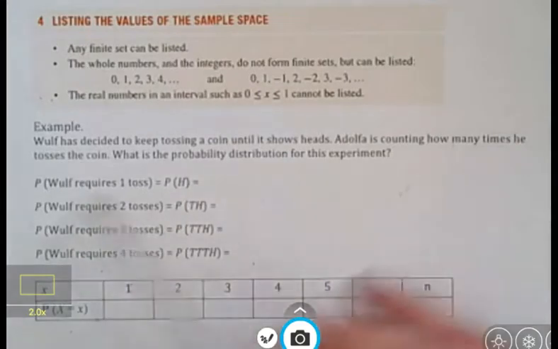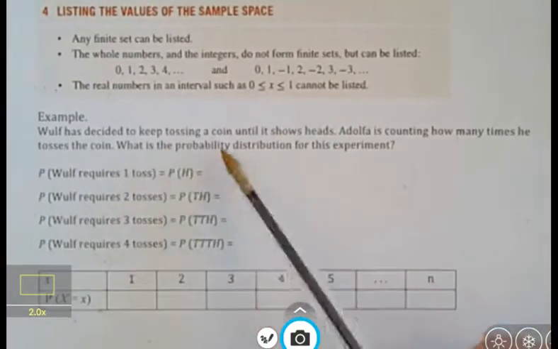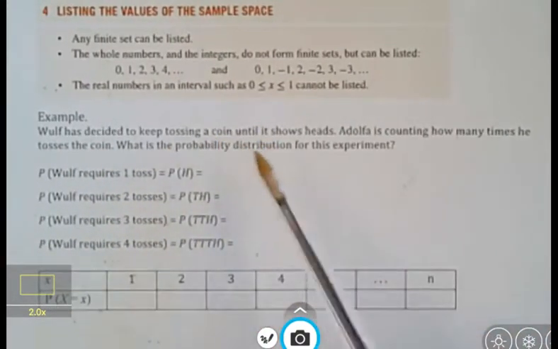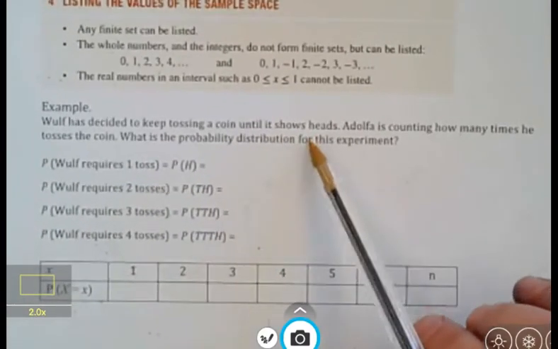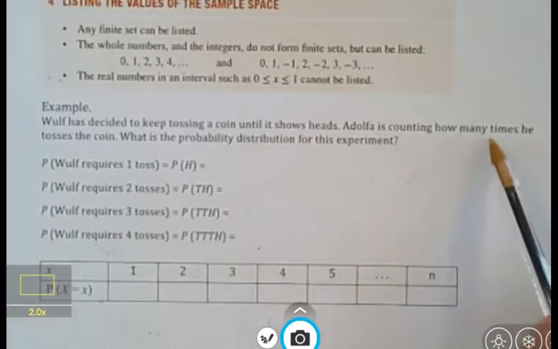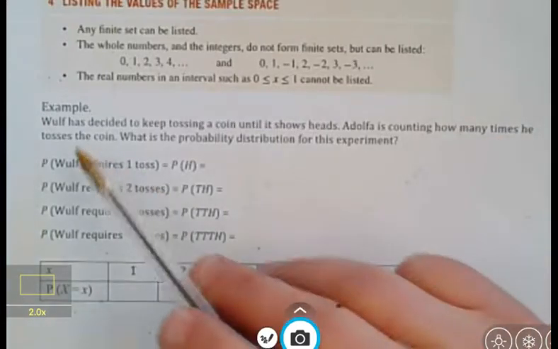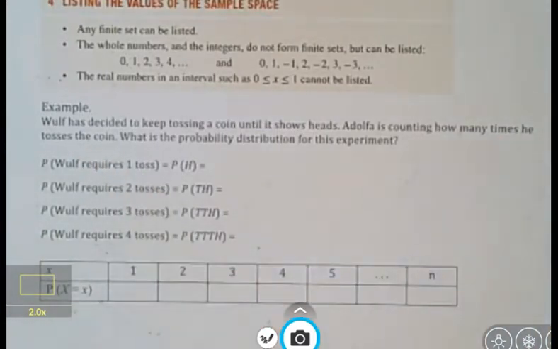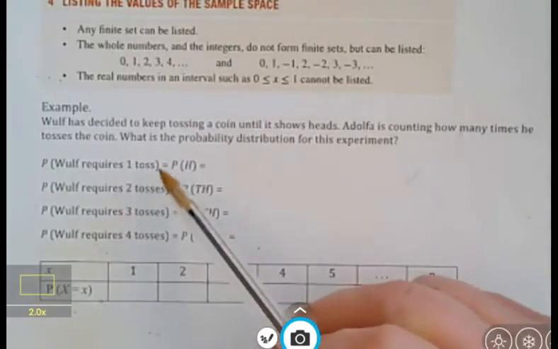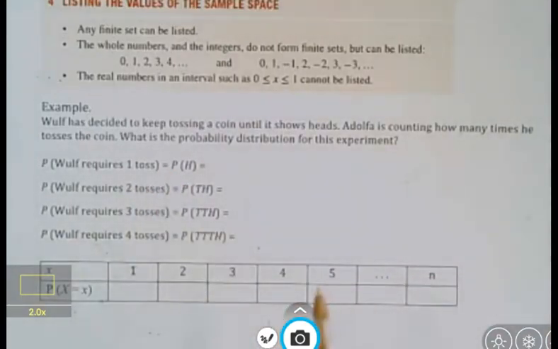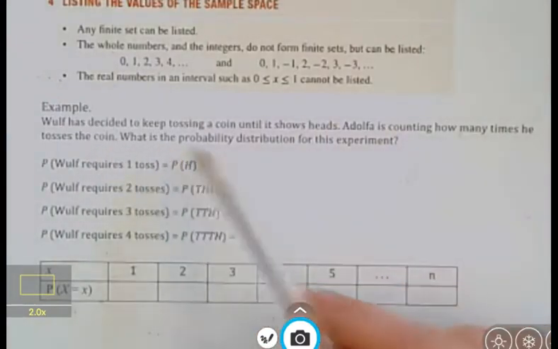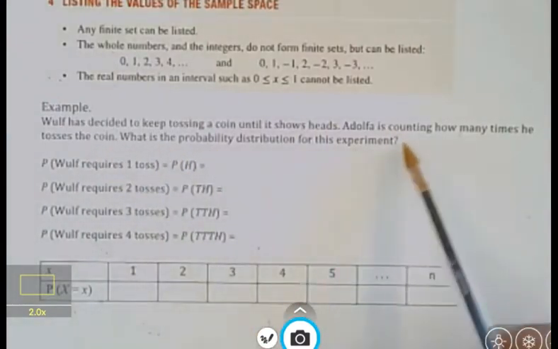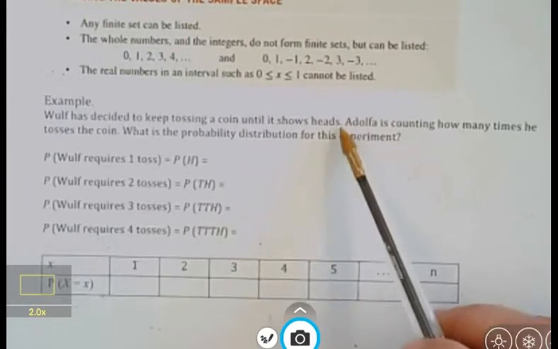Now, just one more example here. Wolf has decided to keep tossing a coin until it shows heads. So he is counting how many times he tosses the coin. The idea is you toss it and you might get tails, and then you toss it again and you might get tails and then a heads. So what is the probability distribution for this experiment? Now, this experiment could keep going on and on and on.